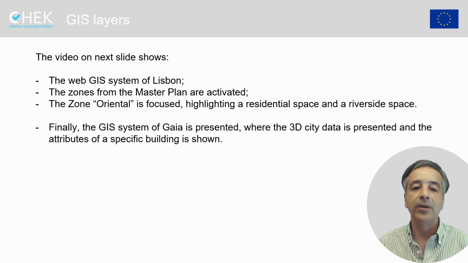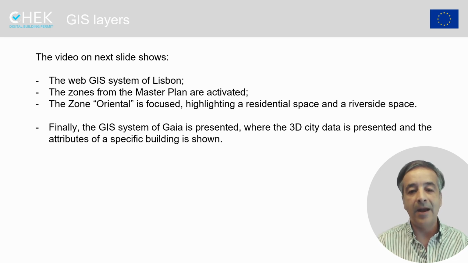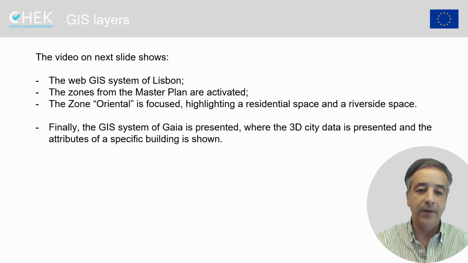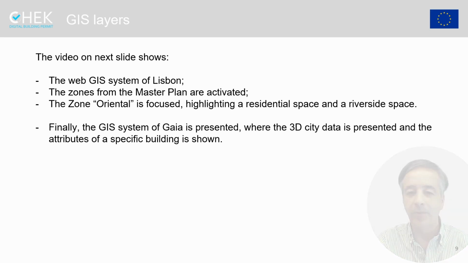And then we are going to open the GIS of Gaia with one of its views, which is the 3D city data. And we are going to look at a specific building there. And we'll see the two different ways of looking at the same information, but one of them will be 2D and the other will be 3D.